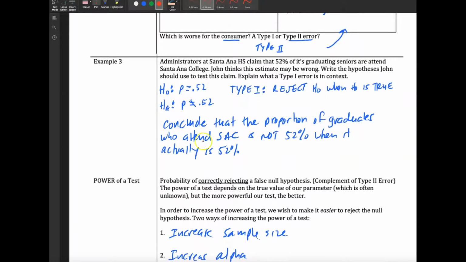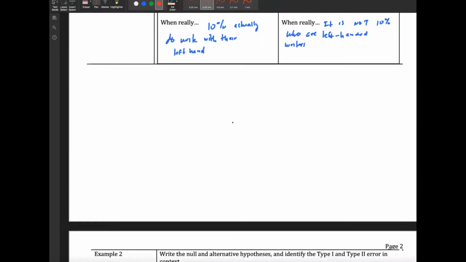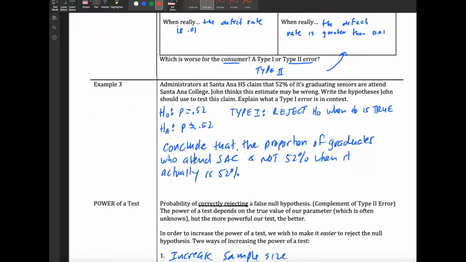Looking at another example here. Again, all these are proportions, and they don't have to be proportions. It just turns out our examples turned out to be that way. This would still work for mean values also. This is general for any hypothesis test.